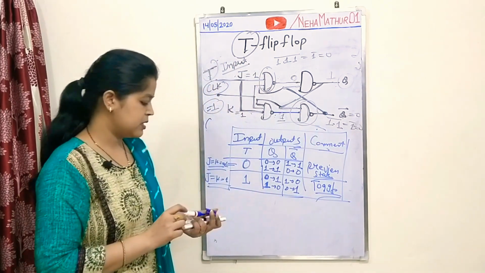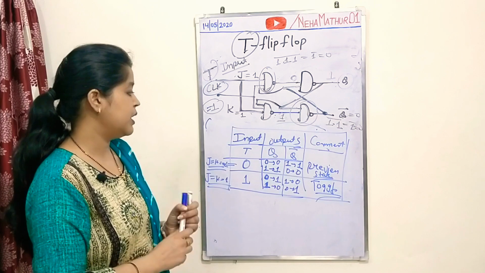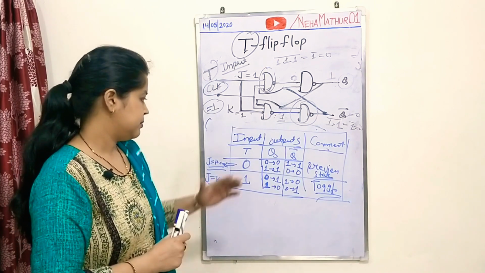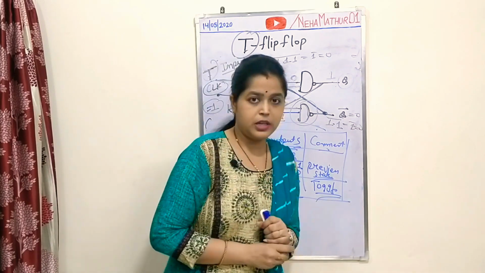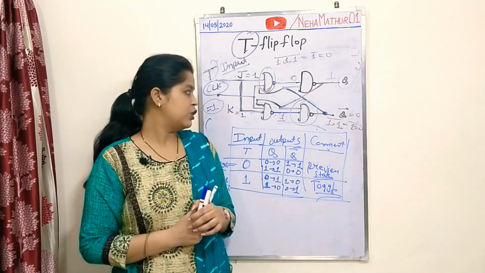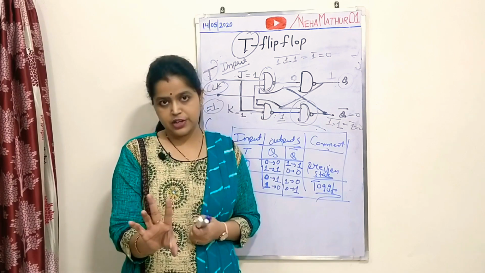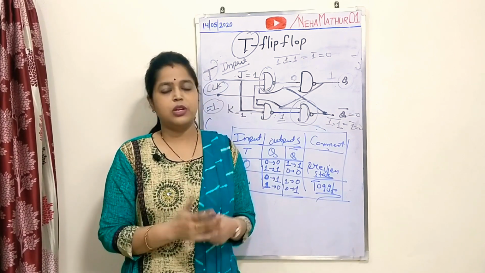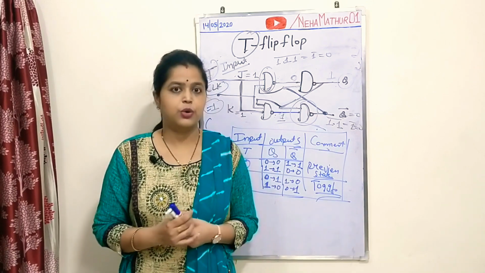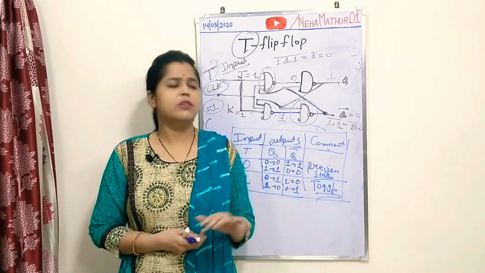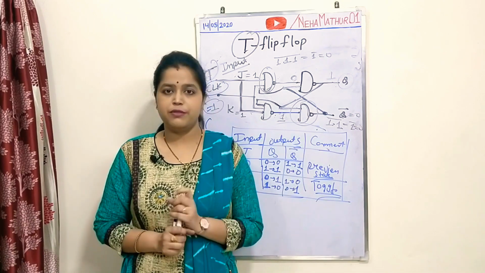So this is the toggle state for the JK flip flop and the T flip flop, and the first one is the unchanged state. In the T flip flop, we are not getting two conditions: when J is equal to 0 and K is equal to 1, and when J is equal to 1 and K is equal to 0. So this is the simple concept of the T flip flop, that is your toggle flip flop.